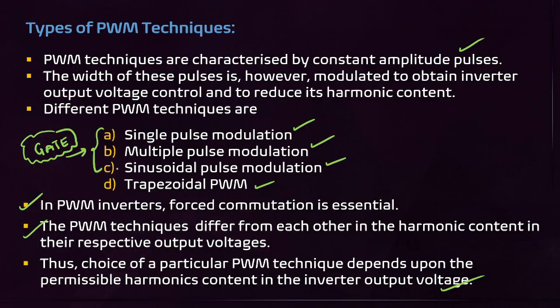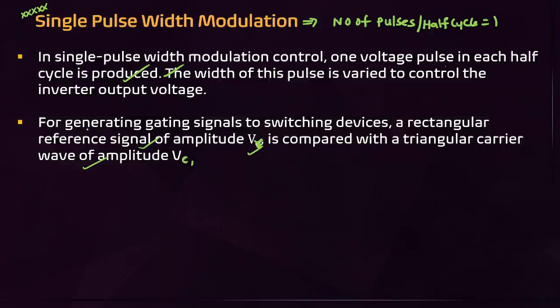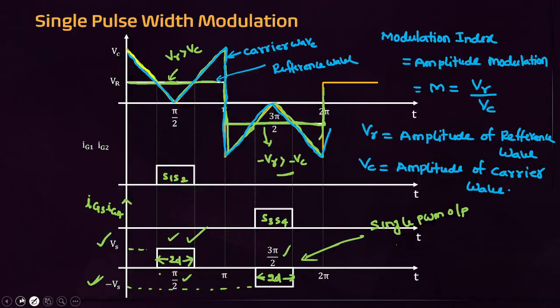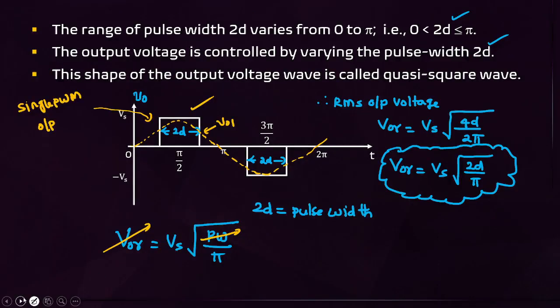In pulse width modulation, the techniques are single PWM, multiple PWM, sinusoidal PWM, and trapezoidal PWM. Mainly single PWM, multiple PWM, and sinusoidal PWM are very important. In the single pulse width modulation technique, the number of pulses per half cycle is equal to 1. Then how to concentrate mainly on the formulas, all these other things are not important.